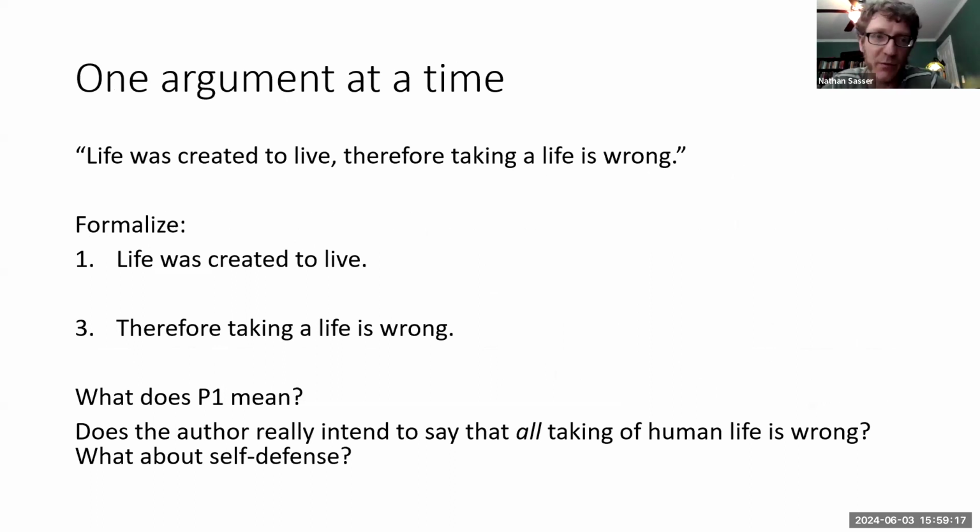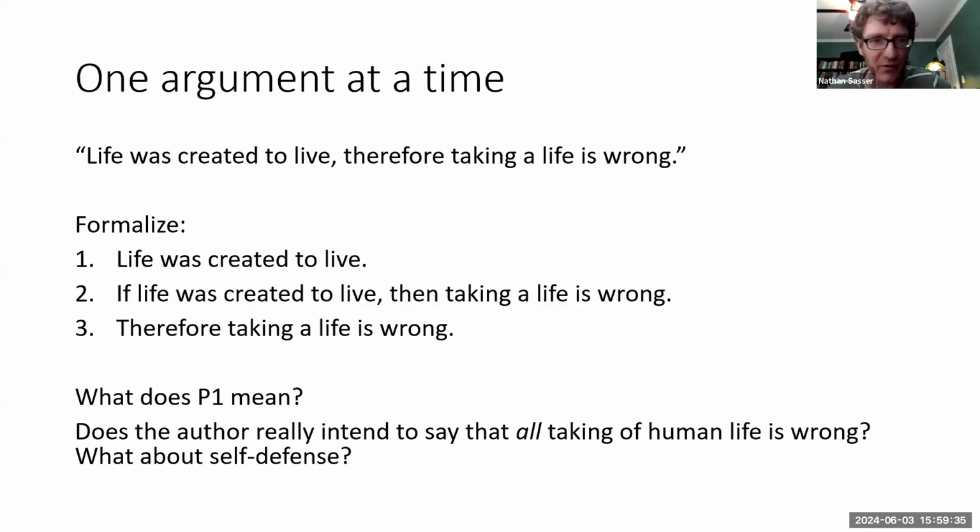All right, let's formalize it. Let's number the lines. Premise one, life was created to live. Conclusion, therefore taking a life is wrong. Now, we need to make this formally valid because right now we just have P, Q. We need an if P then Q in there, right? So we use our modus ponens magic trick and we can make this valid. Premise two, if life was created to live, then taking a life is wrong. Well, life was created to live, therefore taking a life is wrong. All right, now it's formally valid.